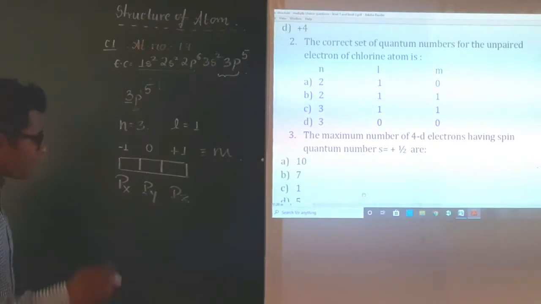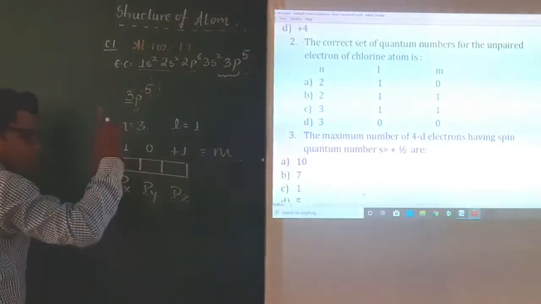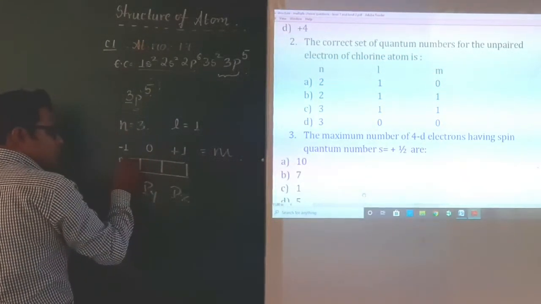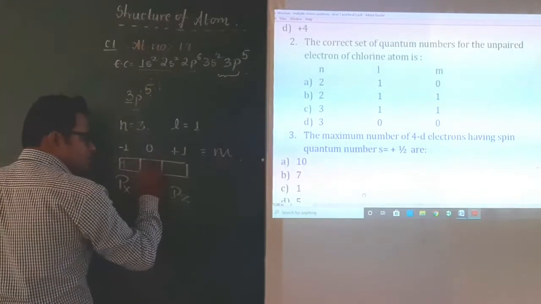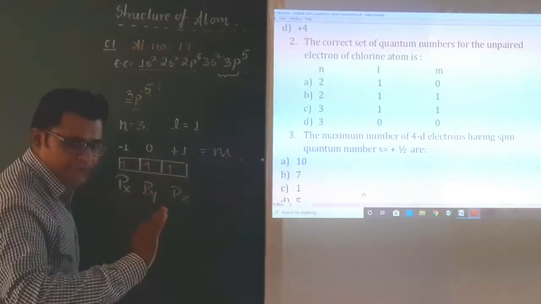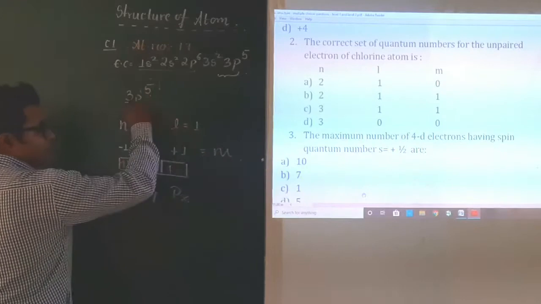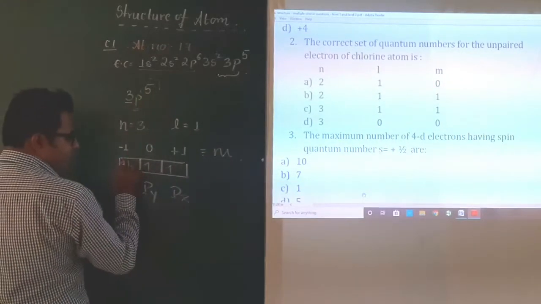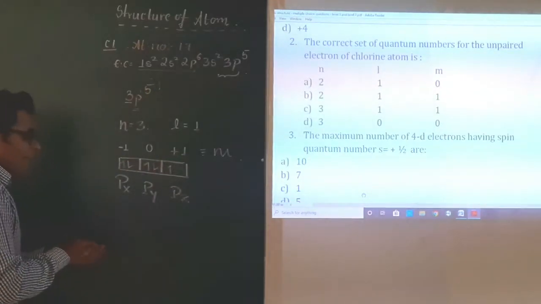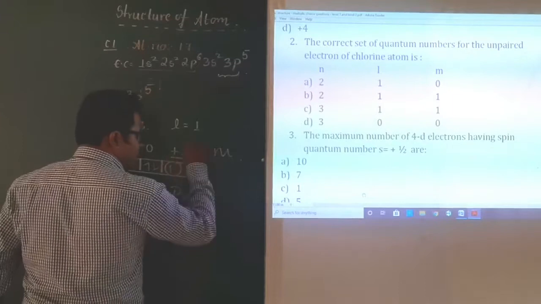Okay, now we have 5 electrons to fill this up. According to Hund's rule, when we fill it up, first we need to occupy all the orbitals. How many do we have? 3. Out of 5, we have filled 1, 2, 3, 4, and 5. So the answer for m is +1.